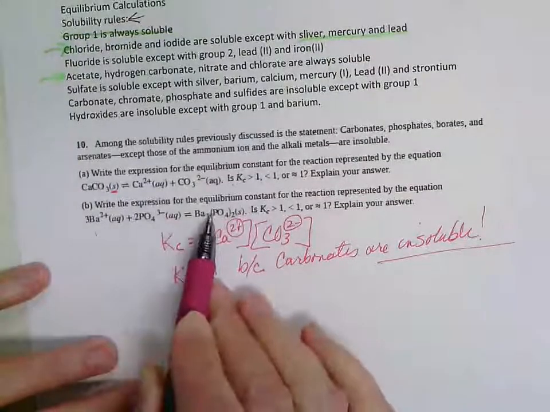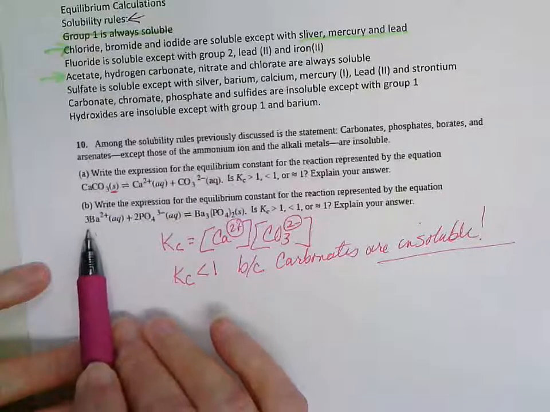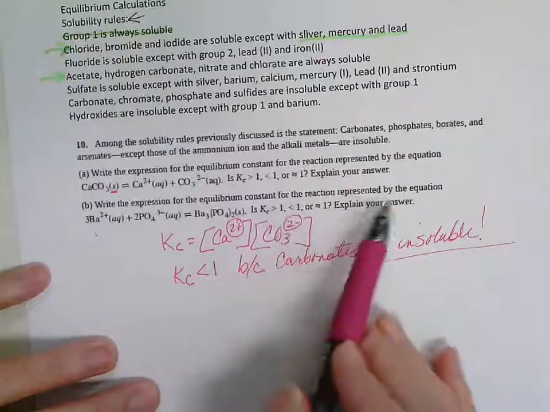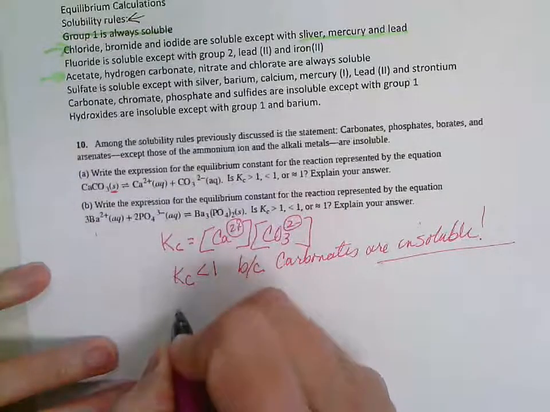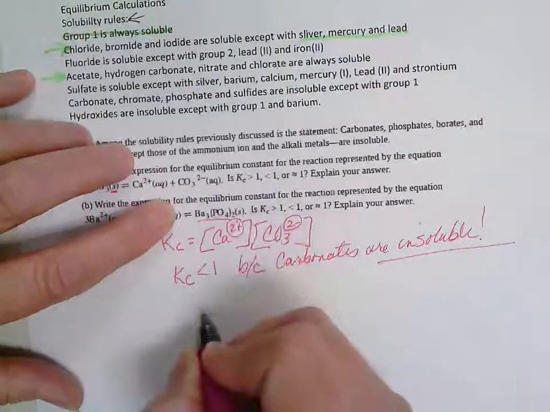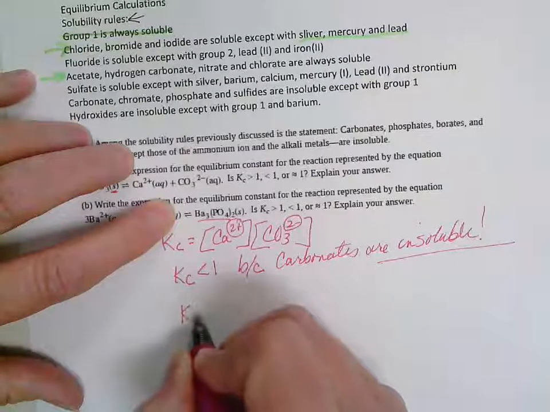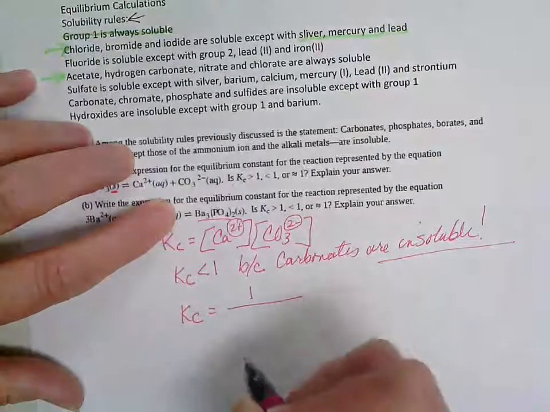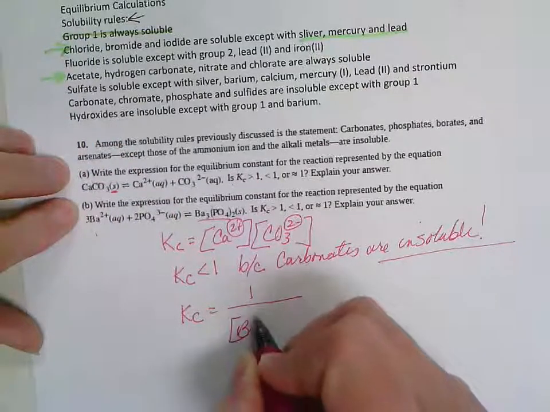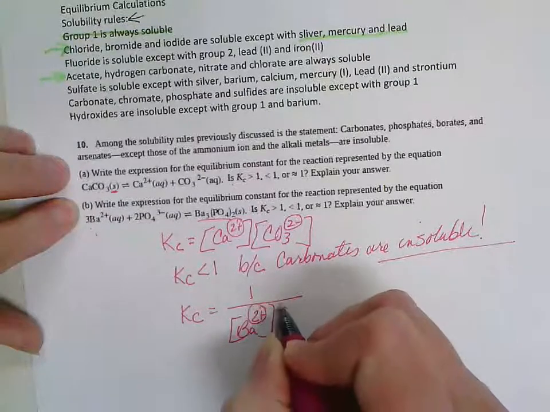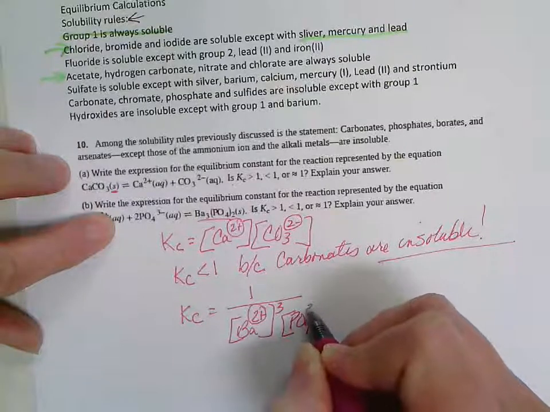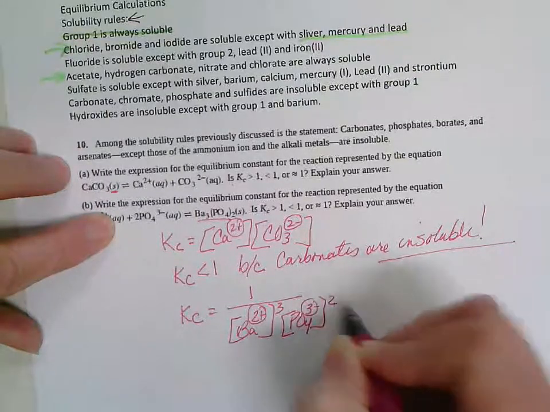Same thing here. So now we have this equation. Write the expression for the equilibrium constant for the reaction represented by this equation. So we're going to look at our products. This is a solid, so I'm not going to have anything there. So Kc is going to equal 1 divided by the concentration of Ba 2 plus, and that's going to be cubed, times the concentration of PO4 3 minus, and that's going to be squared.